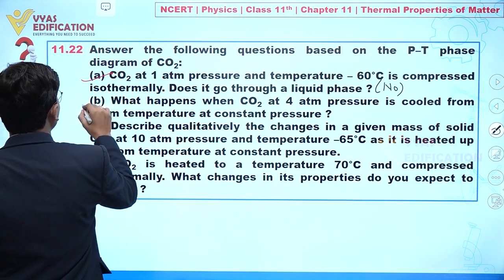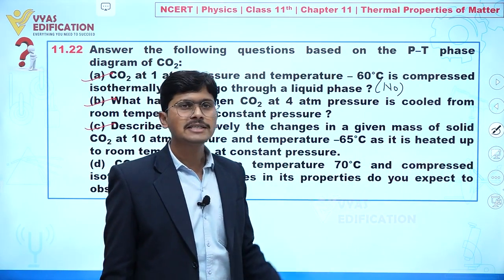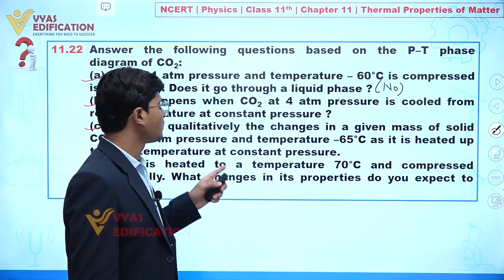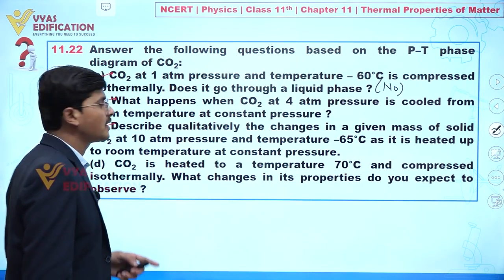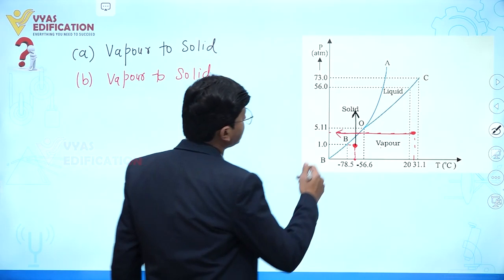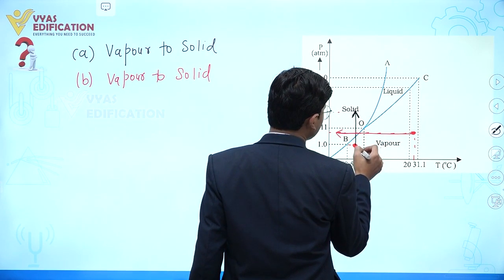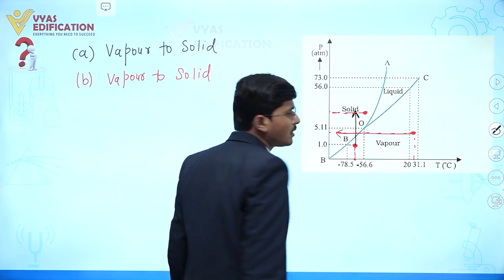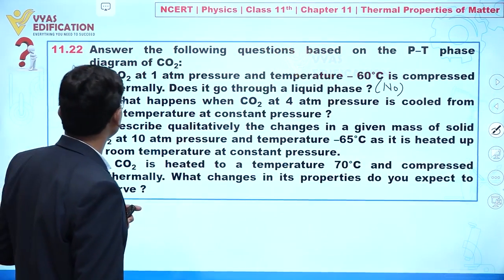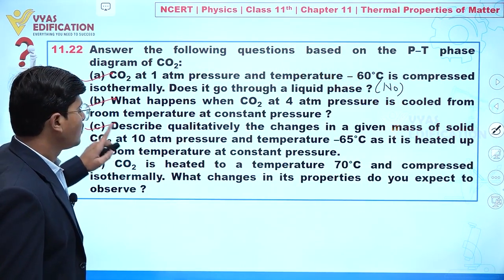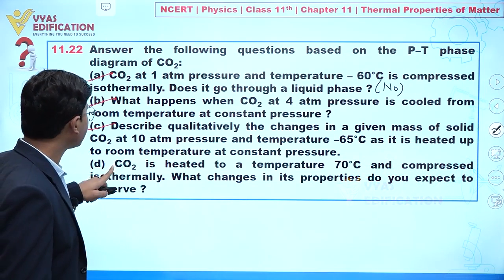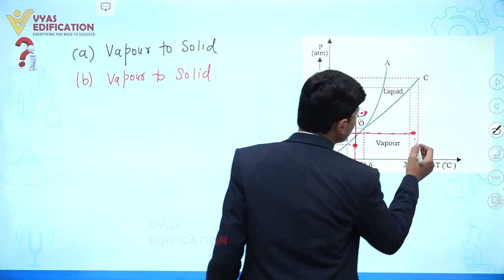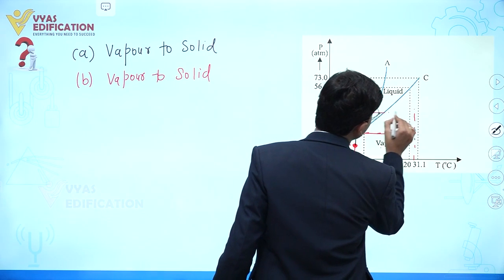Next one. Now if we talk about part number C, describe qualitatively the change in a given mass of solid CO2 at 10 atmospheric pressure and at a temperature of minus 65 degrees Celsius, clear. So 10 atmospheric pressure is somewhere here, and minus 65, so we are taking this one. Let's suppose this is the initial position. Now in this question we have to find what happens when it is heated up to room temperature at a constant pressure. So room temperature you assumed at this point, clear. So now this is going like this.